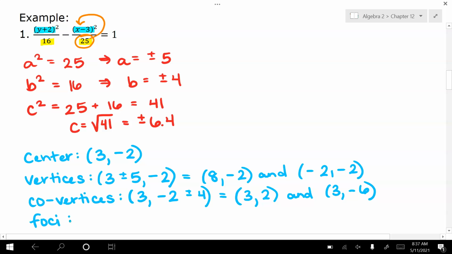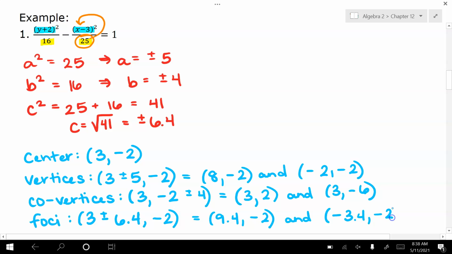Okay, then for our focus points, we take our h of the center, which is 3, and we add and subtract that c value, so add and subtract 6.4. And then it's our k value of the center, which is -2. So instead of having a bunch of zeros like we did yesterday, because it was all centered at the origin, this is changing. Okay, so 3 plus 6.4 would be 9.4, -2. And then 3 minus 6.4 would be -3.4, -2.